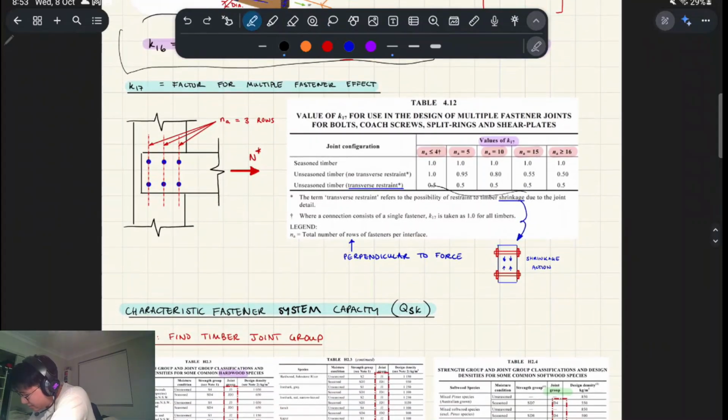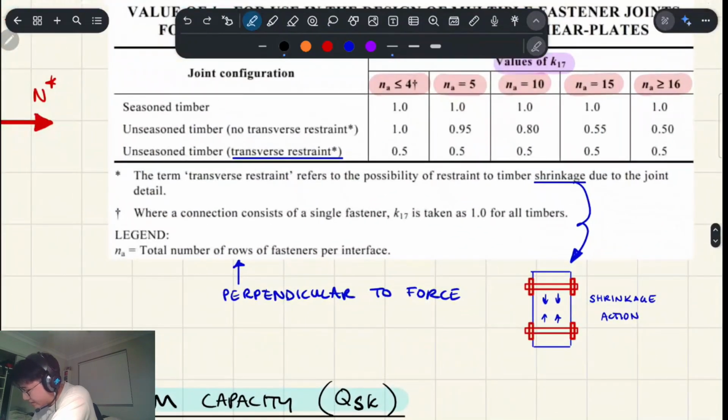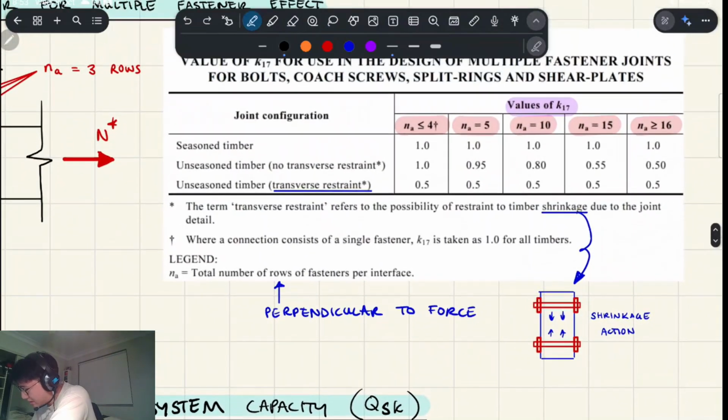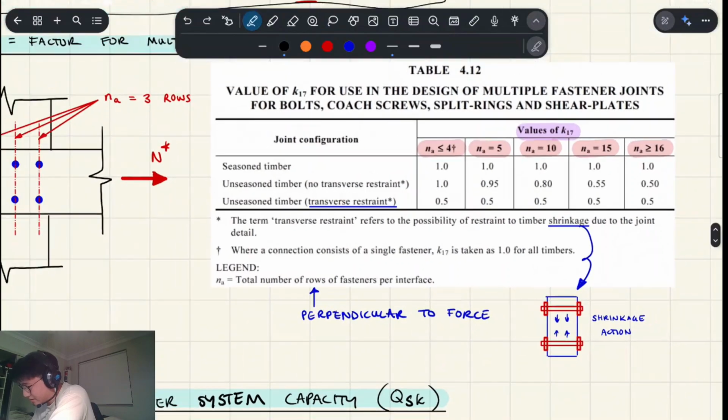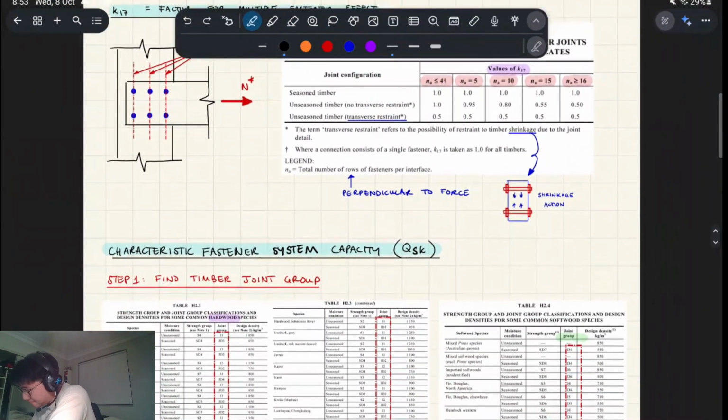There's also a little note here on what the definition of transverse restraint is. Basically the code is saying that if you restrain your timber in a certain way, it could prevent timber shrinkage, and then that is defined as your transverse restraint in that case.